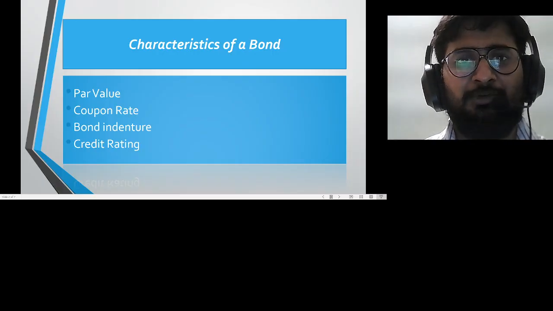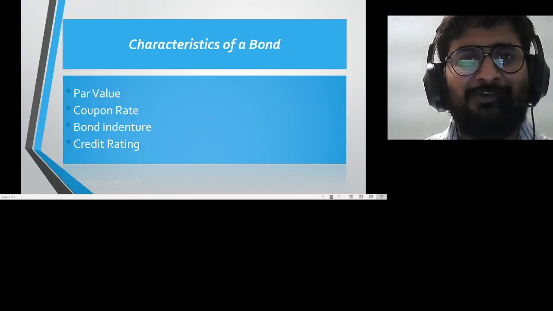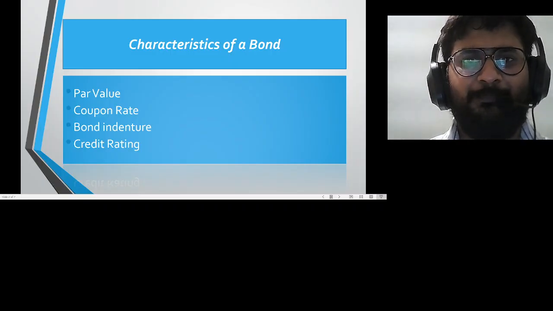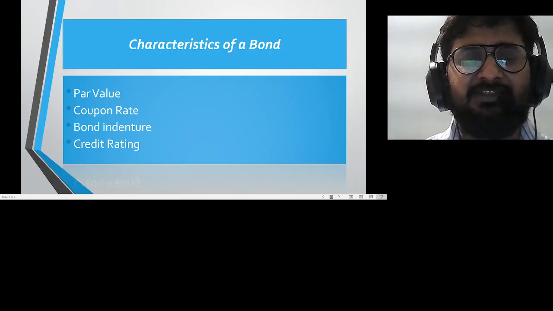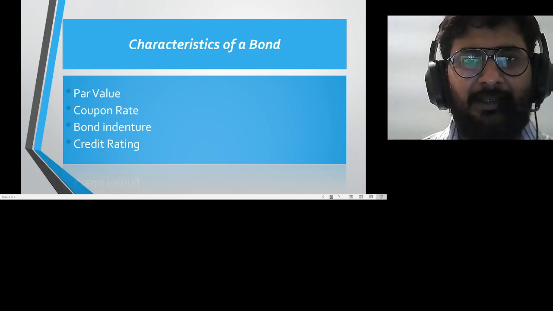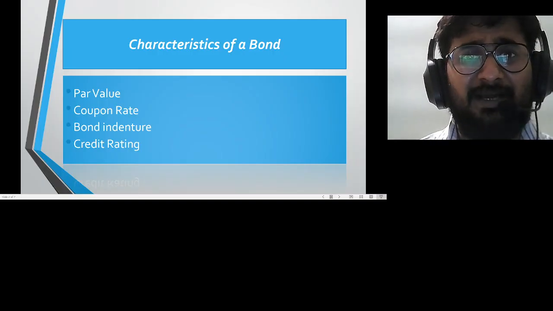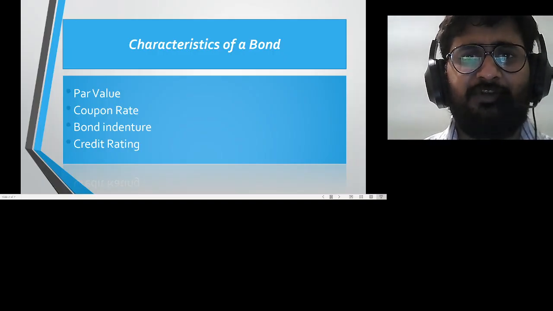First is par value. Par value is also called face value. Now, this is generally the maturity value of the bond. That means the borrower will repay the investor this amount on the maturity of the bond.